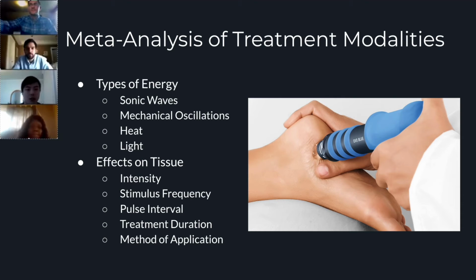Hi, my name is Kai, and I will be discussing the results of our meta-analysis. The different treatment modalities that the meta-analysis looked at differed in their types of energy. The energies they used were sonic waves, mechanical oscillations, heat, and light. They also differed depending on the effects they had on the tissue, depending on the intensity, stimulus frequency, pulse interval, treatment duration, and how the stimulus was applied.